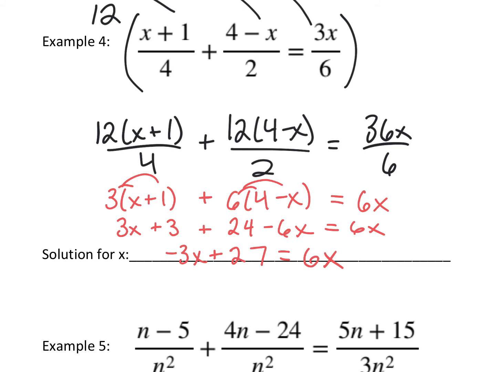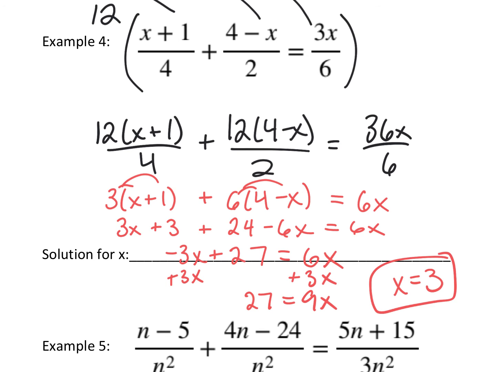Now what? Add the 3x. So 27 equals 9x, and last but not least, x equals 3, divided by that 9, good. And then we could go check for extraneous solutions, but I notice I have no variables in these denominators, so I don't have anything or anywhere that I could plug that 3 in, so I'm good. I'm good to go.